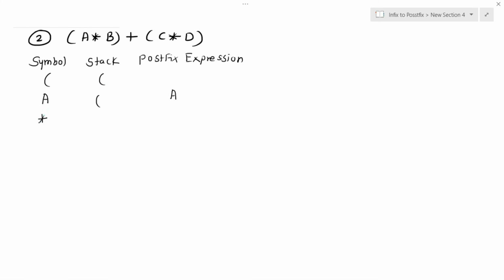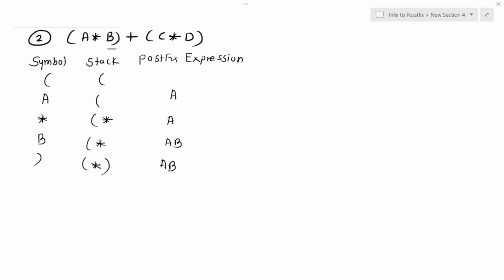Then there is a multiplication. Left parenthesis, multiplication is an operator, so it goes into the stack, and here is an A. Now there is a B, symbol B. So the stack is as it is, and B directly goes to the postfix expression. Then comes the right parenthesis. Okay, so here is a left parenthesis, multiplication, and then comes the right parenthesis, and here is AB.